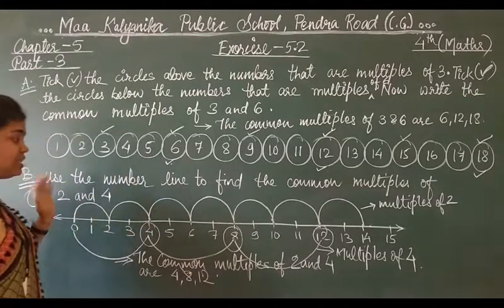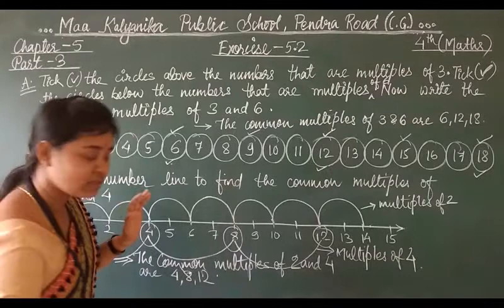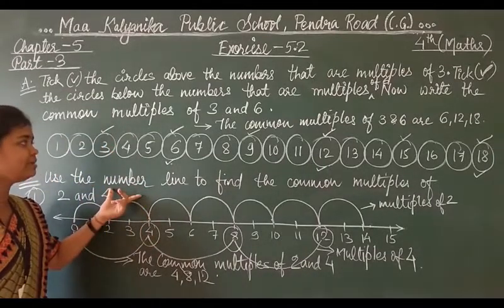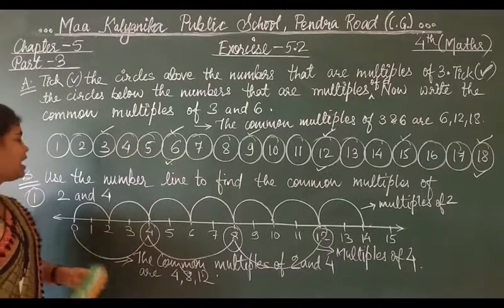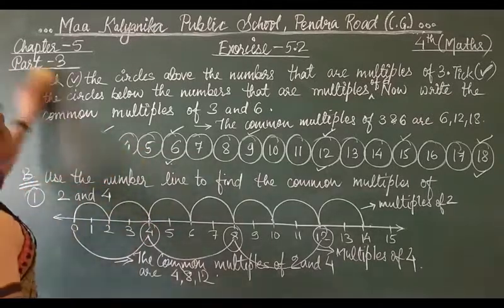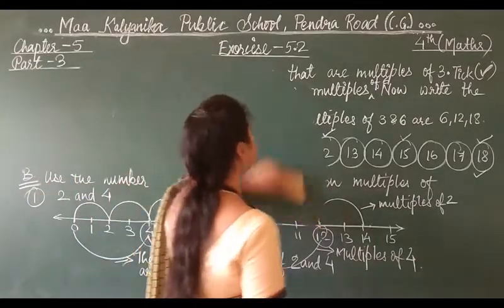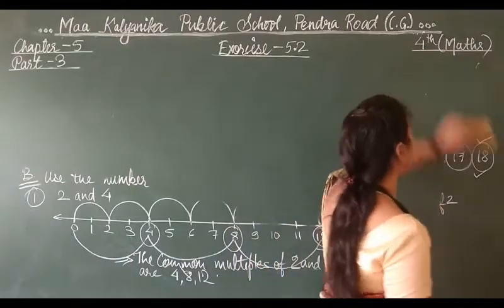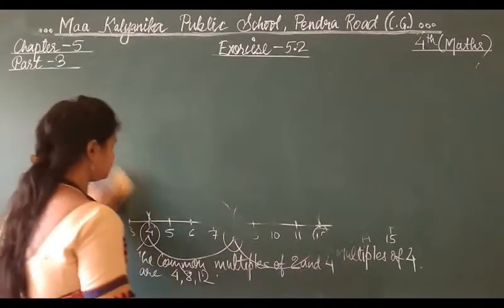So students, in this way we can find the common multiples of the given numbers by the number line method and by the above method. So I think this one is easy. And now moving to question number C. So students, question number C, what is given? That is another method of finding the common multiples. How to find the common multiples, students, that we will see in question number C.